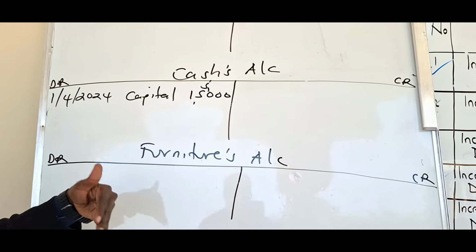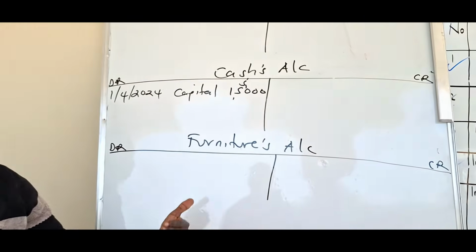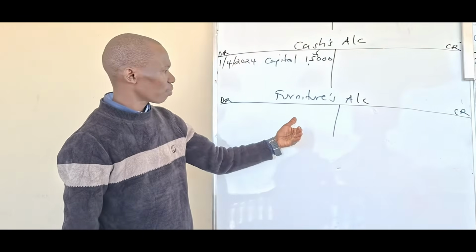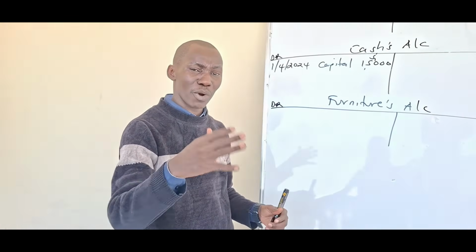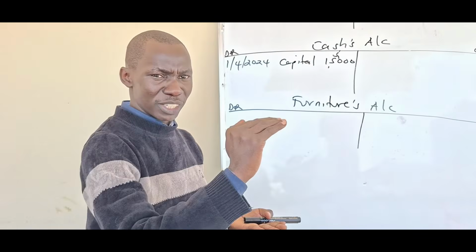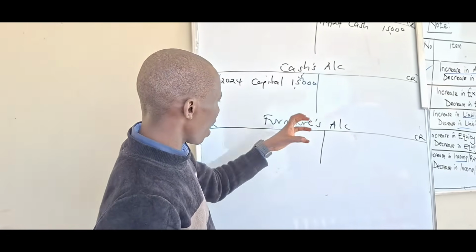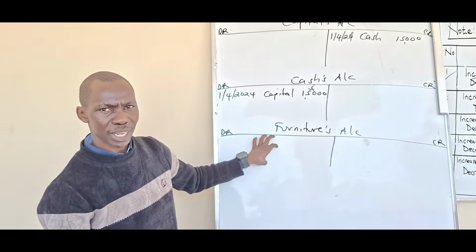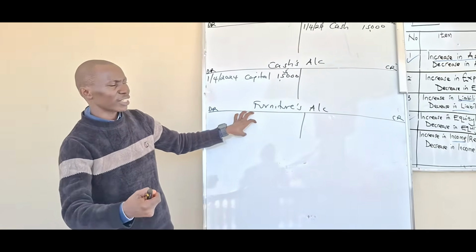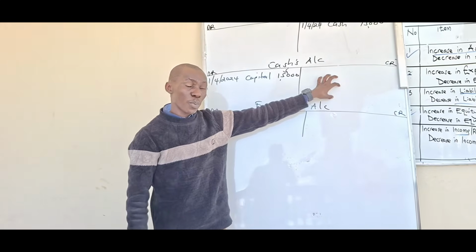Now, when you buy, you purchase, buying is purchasing, you are buying furniture. It means your furniture, if you had two, now you have three. If you had four, now you have five. Your furniture is increasing in the business through acquisition. So when an asset is increasing, we put it on the debit side. As well, when our asset is reducing, we put it on the opposite side.